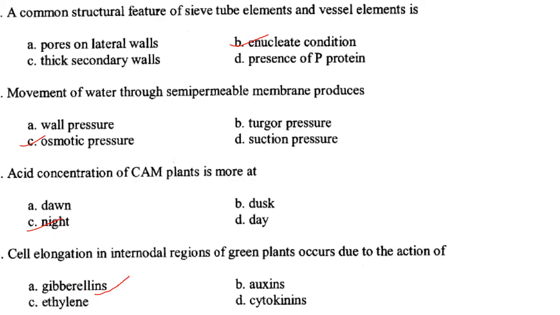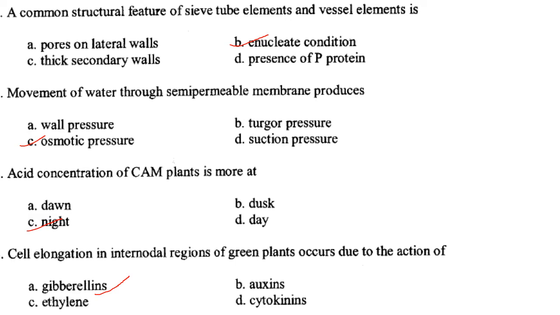A common structural feature of sieve tube elements and vessel elements is. Xylem vessels become dead and lose their protoplasm due to deposition of lignified secondary wall. Mature sieve tube elements are living cells without a nucleus. So the common structural feature of sieve tube elements and vessel elements is enucleate condition. Answer is option B, because xylem vessels are dead and lose their protoplasm, whereas mature sieve tube elements are living but without a nucleus.